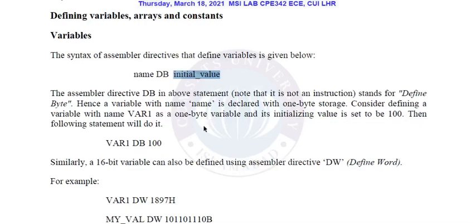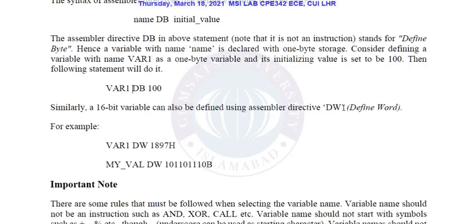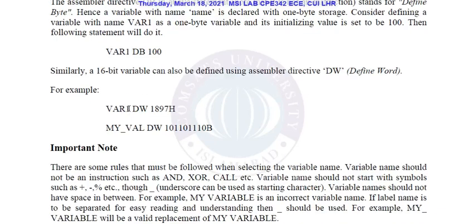variable. For example, if I say VAR1, that will be considered the name, then there is a space, then DB, define byte, is used as a directive, then 100. So it is assumed that the initial value of VAR1 will be 100, and the type of that will be define byte. Then you can also use DW, the directive for define word. Then if you want to use any other alphanumeric or numeric values in the name, you are not allowed to do that.